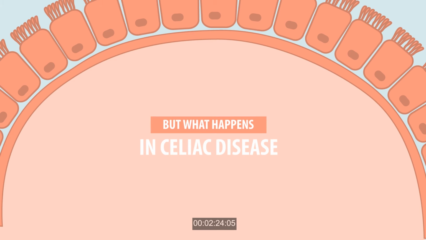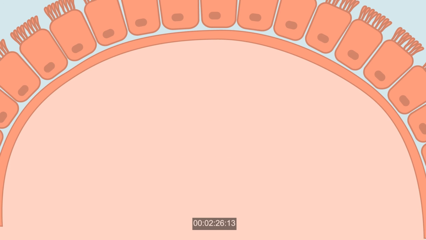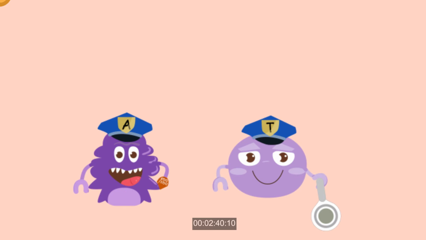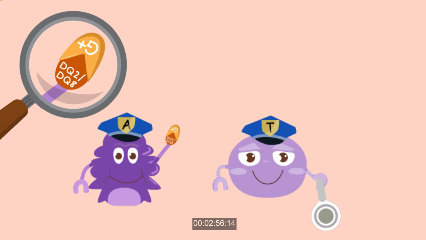But what happens in celiac disease? After being absorbed from the gut as a rather large molecule, the gluten fragment is further modified by an enzyme called tissue transglutaminase. And here is where the genes play a role. In a person who is positive for the celiac genes HLA-DQ2 or DQ8, the tiny arms of the antigen-presenting cells have a certain shape. The modified gluten fragment fits into this HLA-DQ2 or DQ8 shape like a key into a lock.